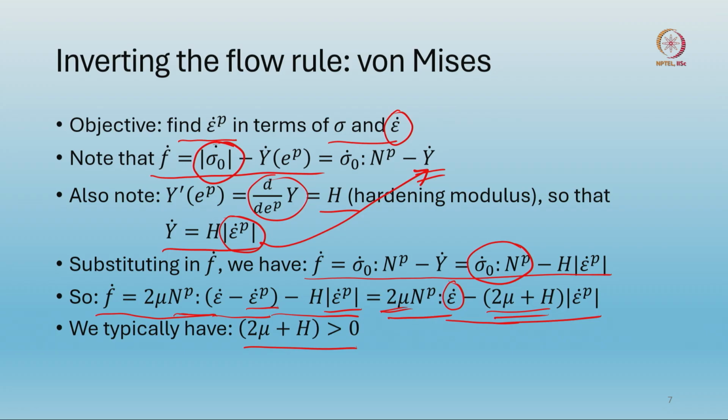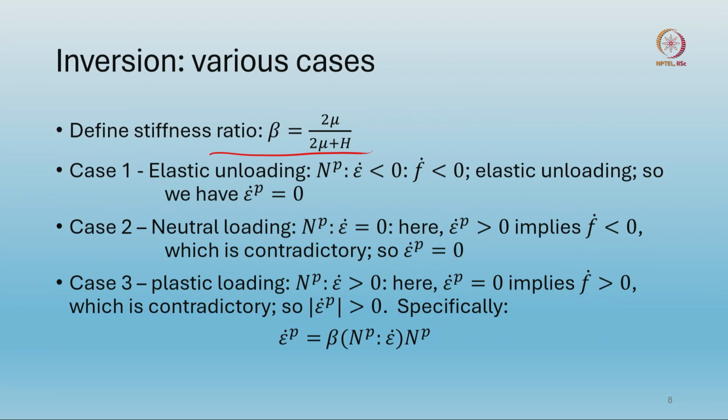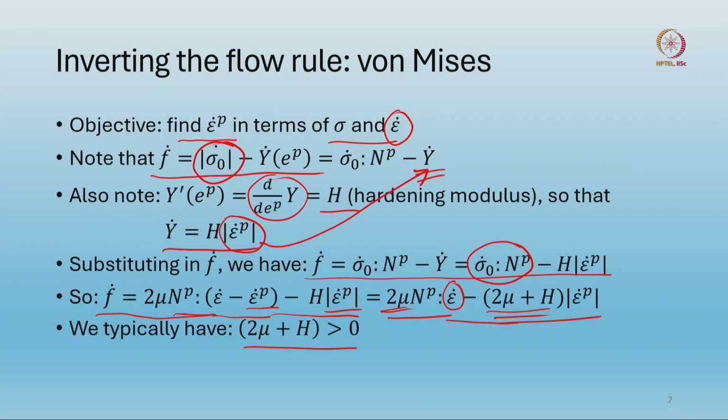Okay. So, first, consider the case in which this epsilon dot inner product with the plastic flow direction n p is less than 0. Okay. So, if that is true, then what happens? Then this quantity is less than 0, right, the first term on the right hand side of f dot, but actually suppose modulus of epsilon p dot is greater than 0.